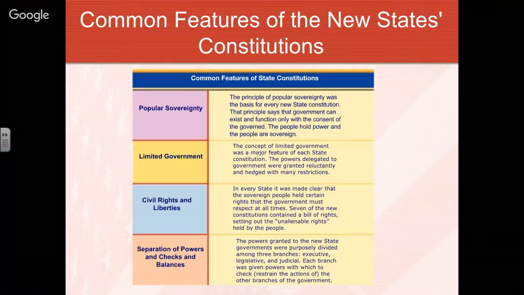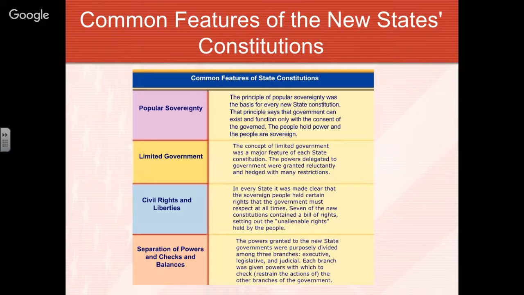Limited government means that the government is not all powerful. It only receives certain powers that have restrictions. Civil rights and civil liberties, of course, are something that I think you can all describe, but basic rights that the government must respect for the people at all times. 7 out of the 13 new constitutions contained a very specific Bill of Rights, and that, of course, is ultimately going to shape our federal constitution.